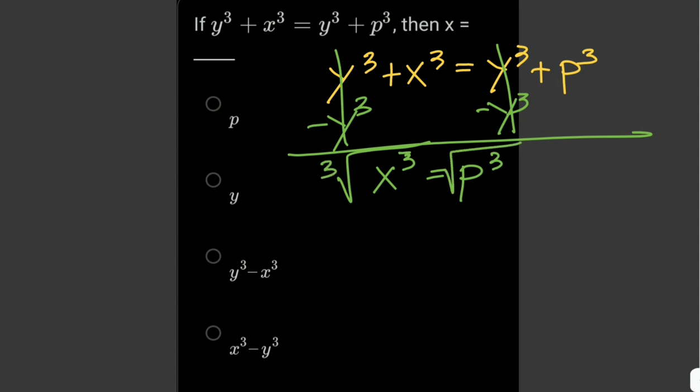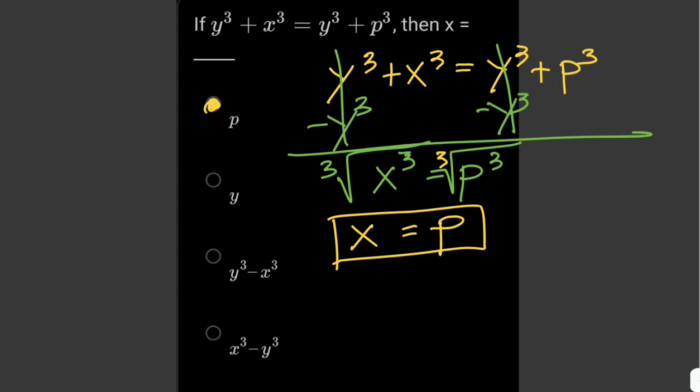So the cube root of x cubed is just equivalent to x, and the cube root of p cubed is equivalent to p. Therefore, x is just equal to p. So the answer here is this one.